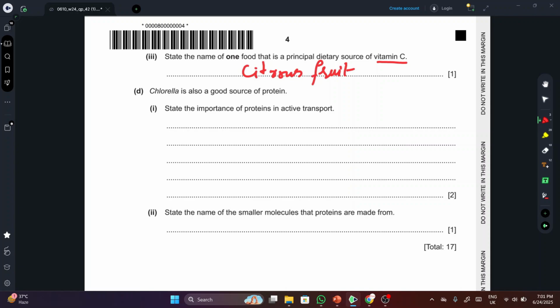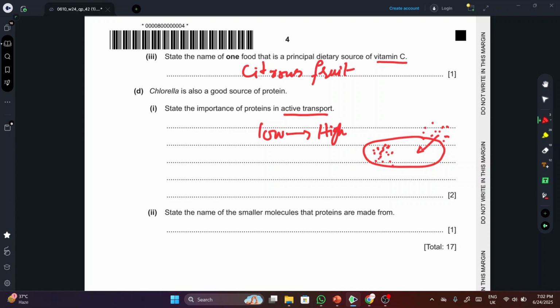State the importance of protein in active transport. So basically active transport is the movement from low concentration to high concentration. Suppose there is a mineral outside and these minerals pass from low to high. There is a high quantity of minerals inside. Low to high, it passes through the cell membrane.